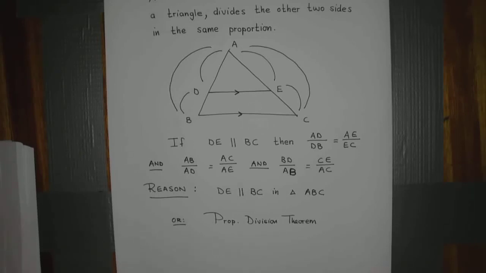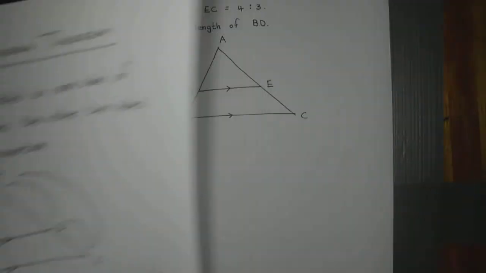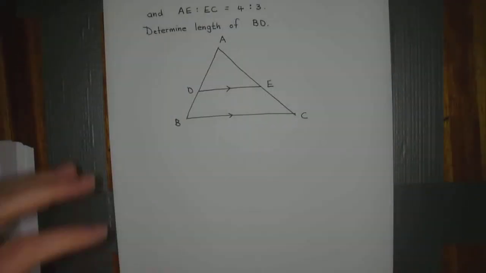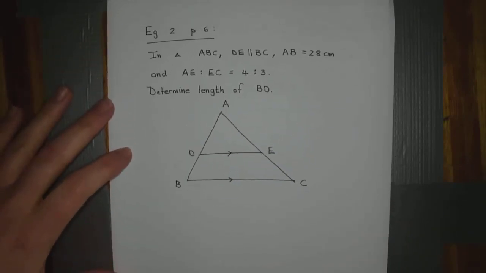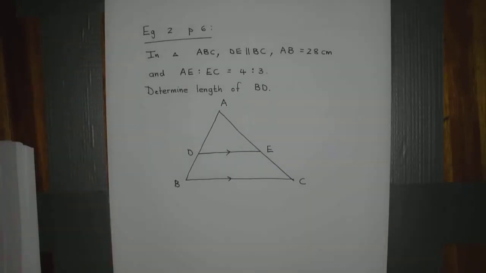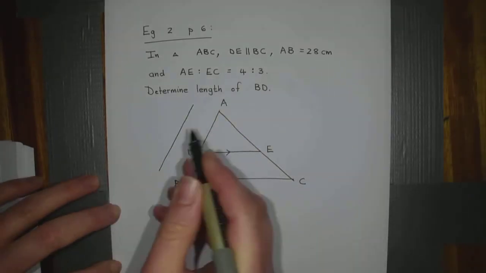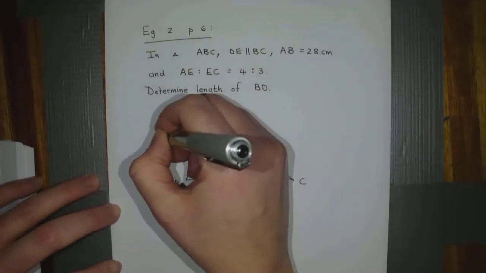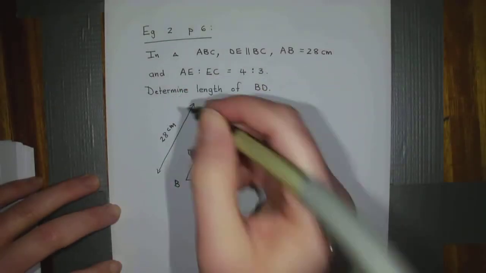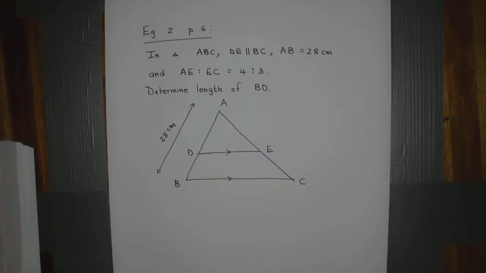Right. So let's look at a very easy, straightforward example on this, and then I'll give you guys a bit of a break. Example 2 on page 6, this is in your notes. It says, in triangle ABC, DE is parallel to BC. AB is equal to 28 centimeters, so I can just put that down. This right there is equal to 28 centimeters. And AE to EC is 4 to 3. So let's write that down.